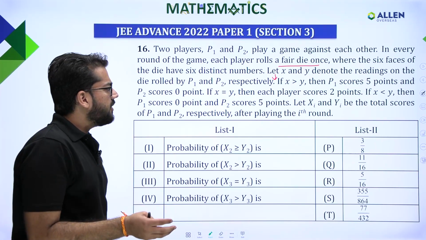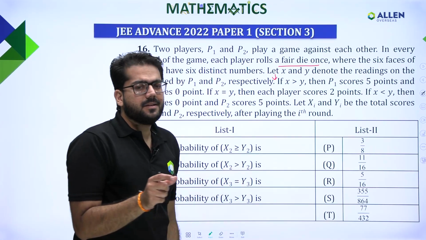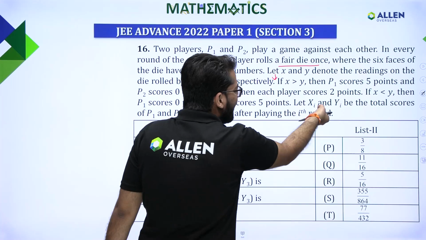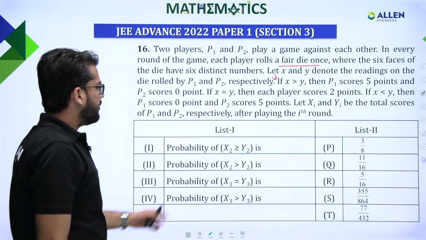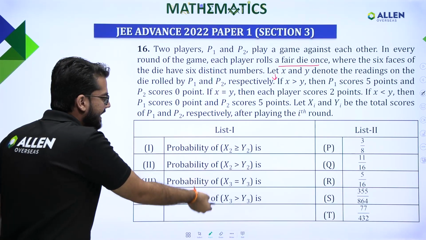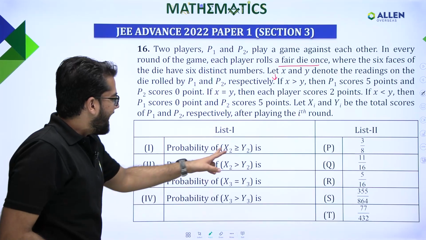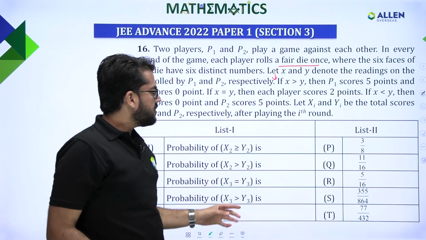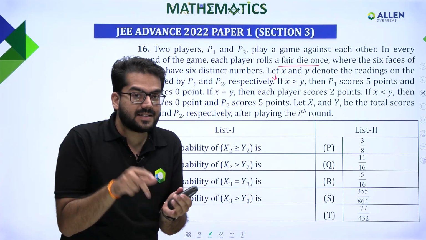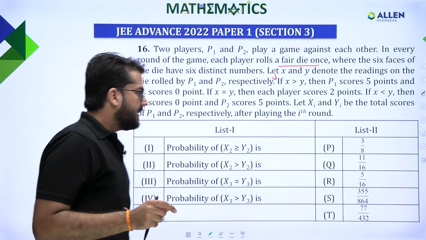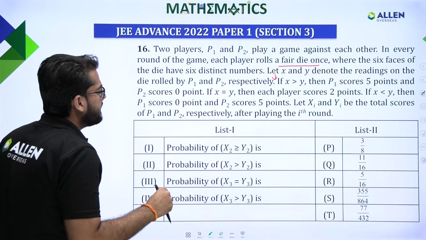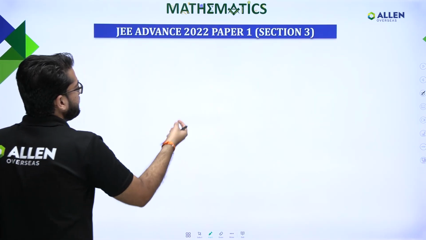So first of all, I just want to collect this important data and manipulate all the things, because we need to find what happens when X and Y are the total scores of P1 and P2 respectively after playing the ith round. In short, in this column we have X2, Y2 and X3, Y3. So first I try to find the value of X2 and Y2 and establish a relation between these two. These are the options.